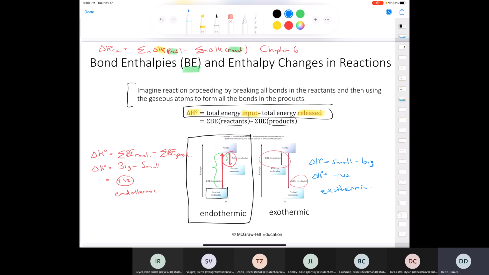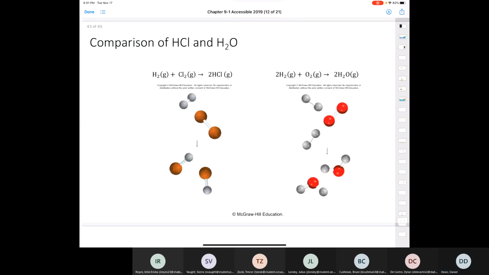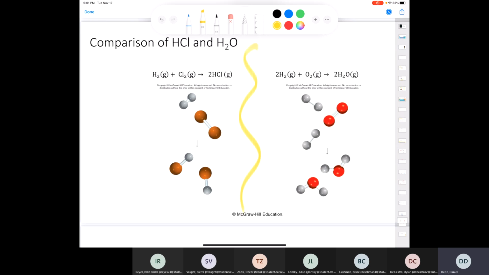In organic chemistry, this is something we do all the time because there's literally Avogadro's number of molecules of carbon-carbon single bonds and double bonds and triple bonds and oxygen-hydrogen bonds and all these different things. Now, in the interest of time, I just want to go over this slide with you quickly, and then we'll have to call it quits for the evening. But I want to talk about what is going on in these two reactions. Let's look at the one on the left first.